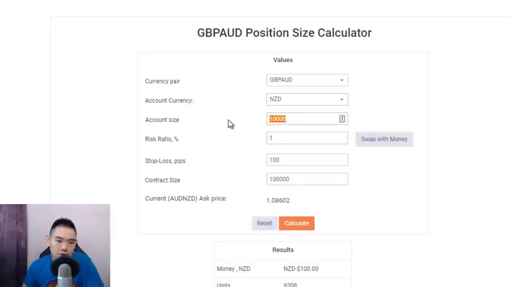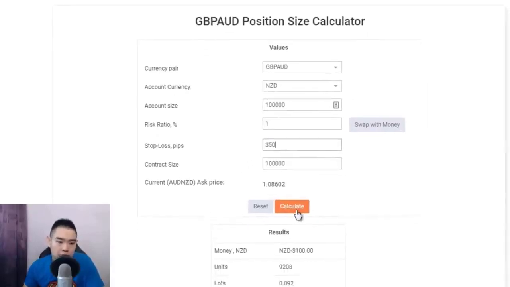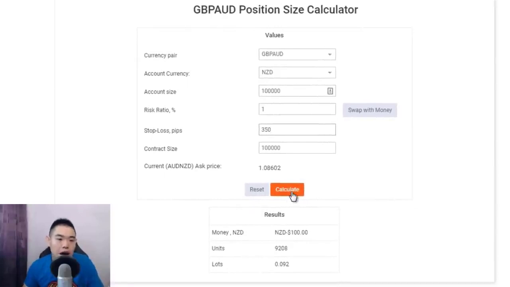Okay, and let's say this time you're a baller. Your account size is $100,000. And you're a baller and you still risk 1% on each trade. Well done. And let's say your stop loss this time around is 350 pips. Contract size again 100,000. You click calculate, it will tell you how many units to trade, right? Such that even if the trade hits your stop loss, you will only lose 1% of your account.